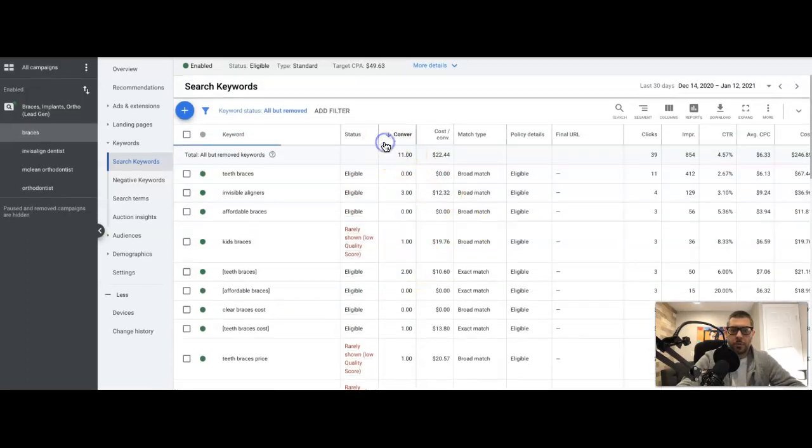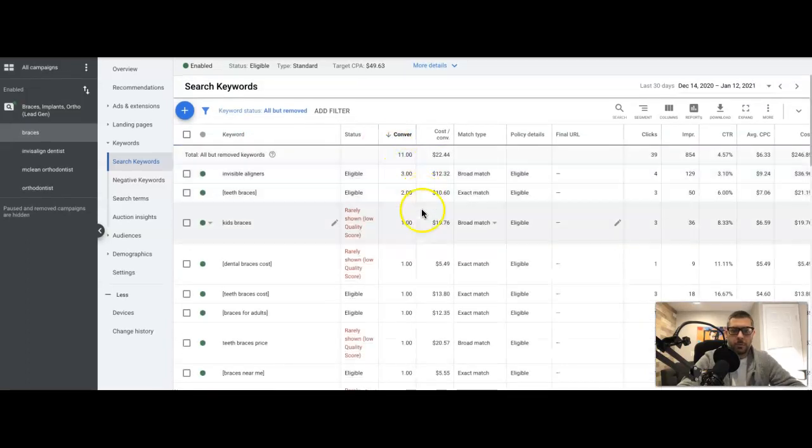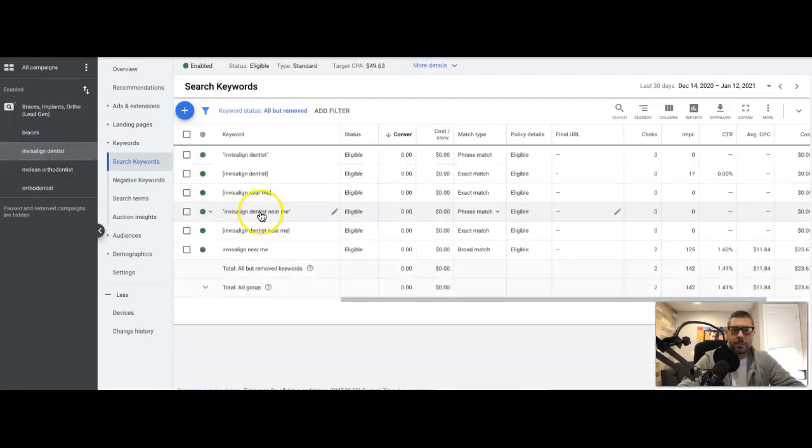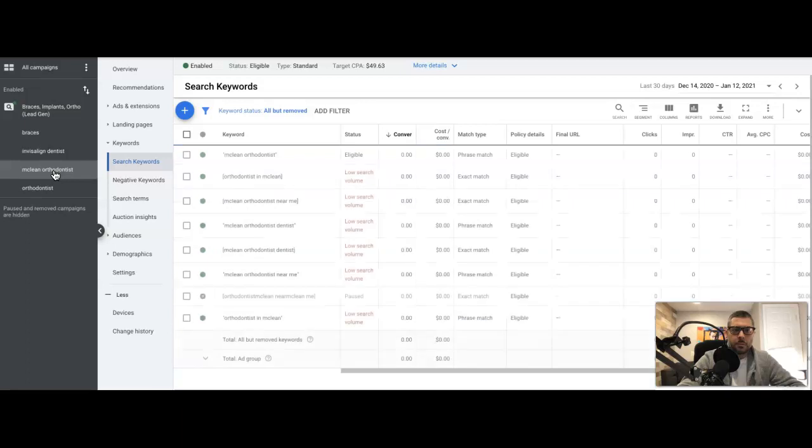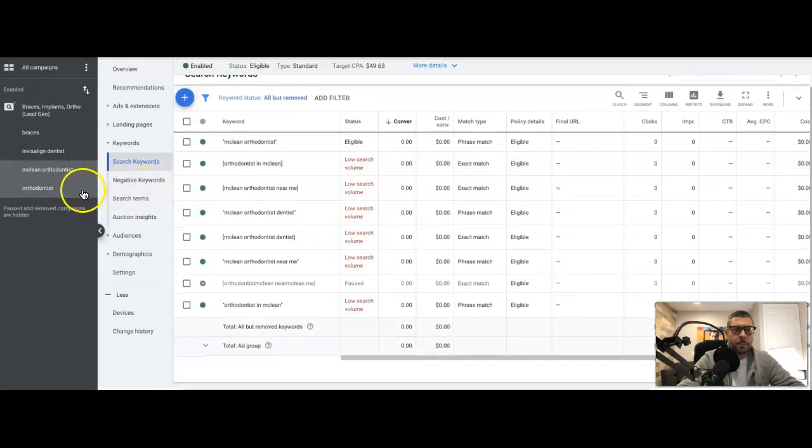Let's sort by conversion. So yeah, you can see here, some good keywords in here. Invisalign dentist. We got no action on these, surprisingly. Let's go to McLean. Got no action on that either. So yeah, it's pretty much 2 ad groups that are driving this.